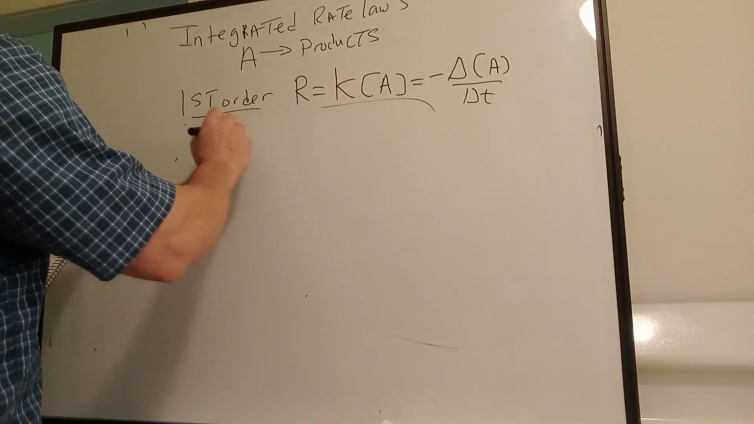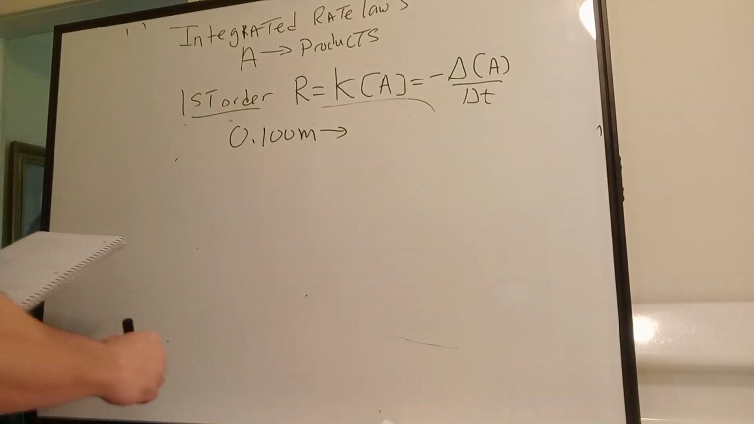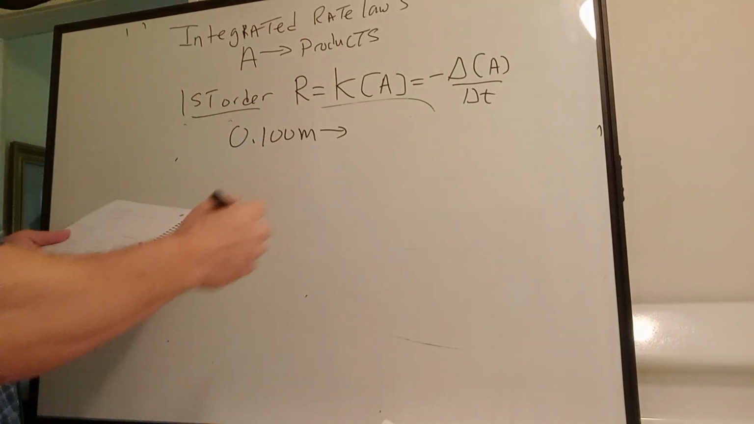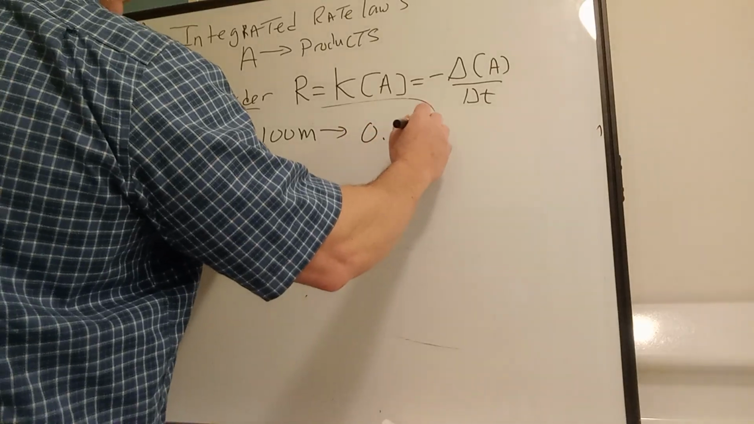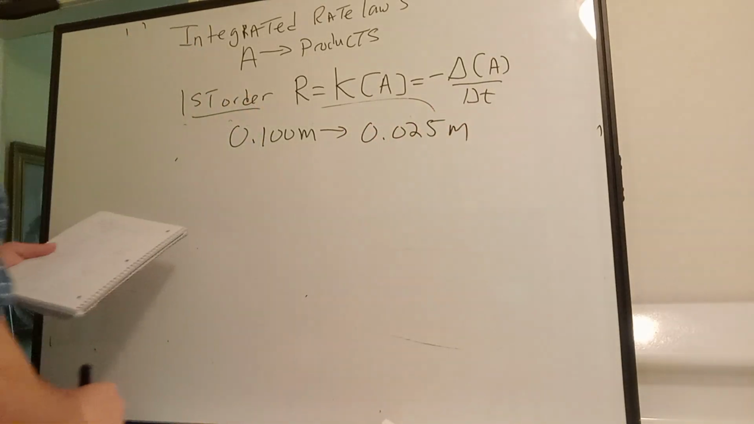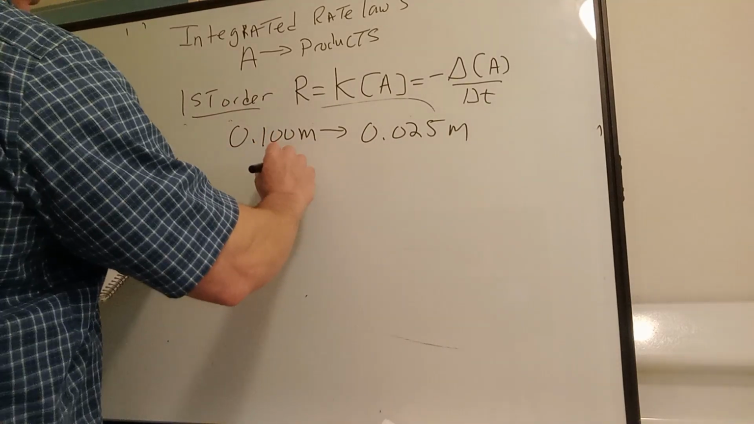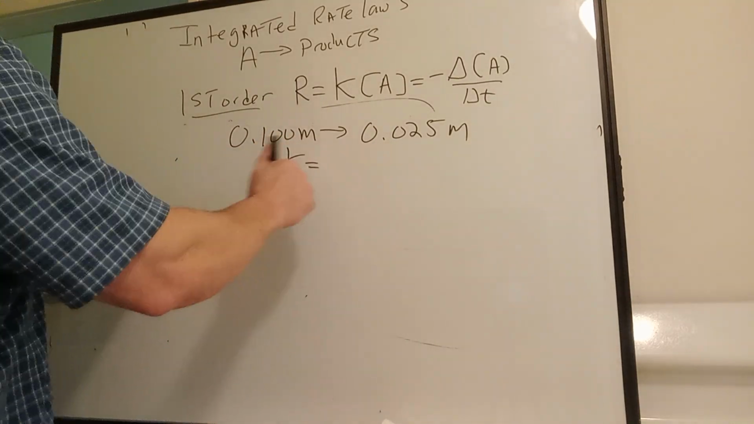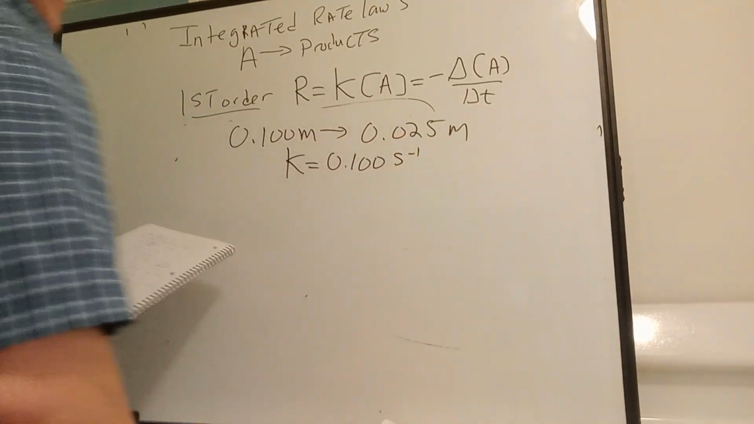So let's set up a problem. Let's say we go from 0.100 molar, if we have some reaction in this form, not worried about the chemical identities, to 0.025 molar. Let's say I'm telling you that at a certain temperature, because k is actually a function of temperature, it's 0.100 inverse seconds.